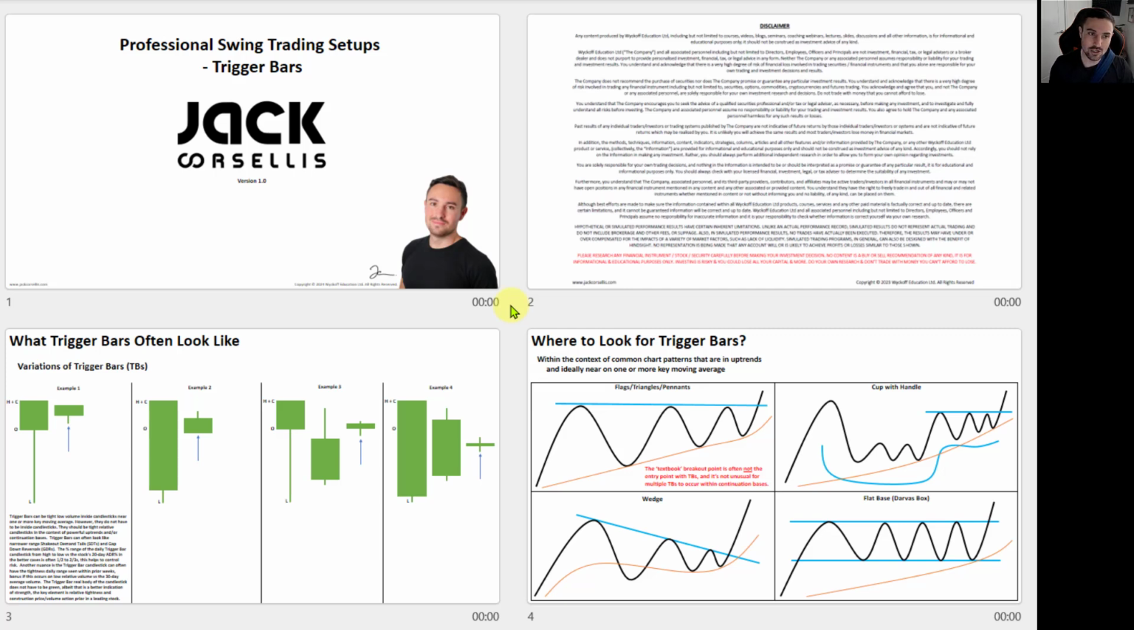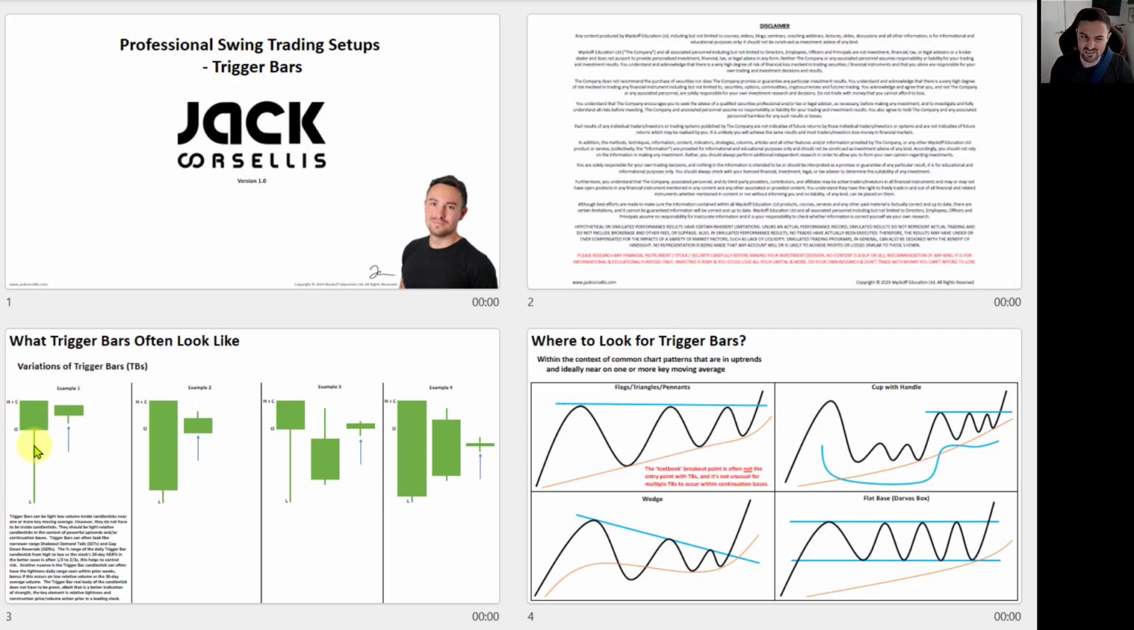So let's very quickly go over what a trigger bar is. As we go through some examples, trigger bars are going to look like low volume inside days. They don't have to be an inside day, but I do like inside days around one or more key daily moving averages. So what we're looking for is Japanese candlesticks that often look like this.